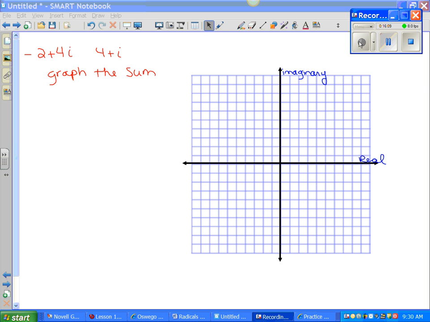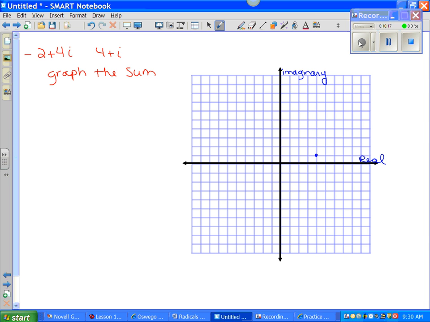Okay, so in order to graph the sum, you have 4 plus i: 1, 2, 3, 4, plus i. So this is your original, right? And negative 2 plus 4i, negative 2, 1, 2, 3, 4. And then your sum, which is 2 plus 5i. When we combine like terms, 1, 2, 1, 2, 3, 4, 5. And there's your resultant. Now, you should connect those with a dotted line to make sure that you do indeed at the end have a parallelogram.